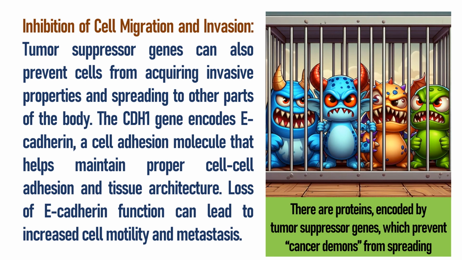Inhibition of cell migration and invasion. Tumor suppressor genes can also prevent cells from acquiring invasive properties and spreading to other parts of the body. The CDH1 gene encodes E-cadherin, a cell adhesion molecule that helps maintain proper cell-cell adhesion and tissue architecture. Loss of E-cadherin function can lead to increased cell motility and metastasis. There are proteins, encoded by tumor suppressor genes, which prevent cancer cells from spreading.